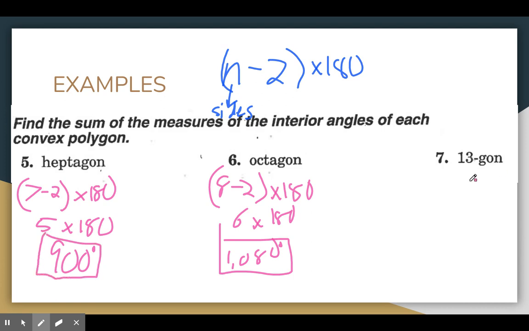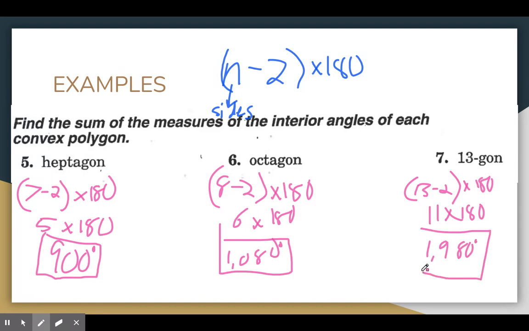And then remember, a 13-gon obviously has 13 sides in it. So if 13 is n, 13 minus 2 times 180. All right, that gives us 11 times 180, which ends up being 1,980 degrees, right? So with bigger shapes that have more sides, you're obviously going to have a lot more degrees in them.